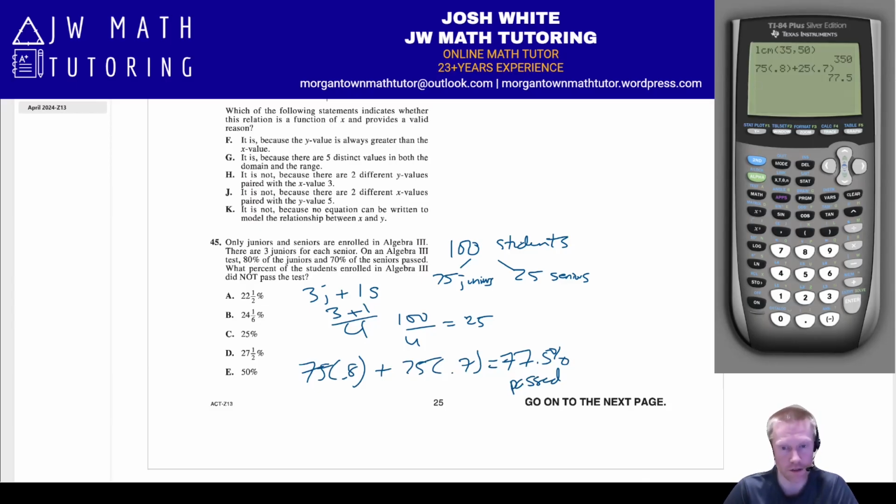I know it doesn't make sense because you can't have 0.5% of a student, but just ignore that for right now. If we want the percent of students that did not pass, it's basically 100 minus that. In other words, you either passed or you didn't pass, and together they have to add up to 100 students, or basically 100%. If we subtract this, we get 22.5. So the percent of students enrolled that did not pass is 22.5%.